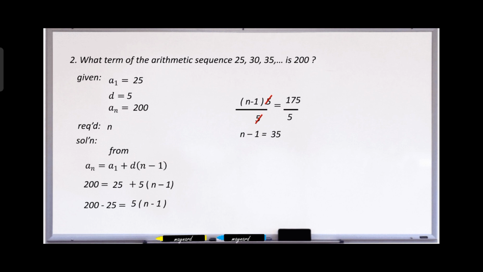Okay. So, transpose lang natin yung negative 1 na nasa kaliwa to the right side of the equation. We have now n equals to 35 plus 1. Okay. So, and finally, we have n now is equal to 36. So, yung 200 daw ay pang 36 term ng sequence na 25, 30, 35. Okay, so sana nasundan natin itong example number 2.